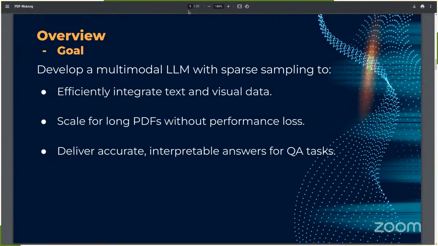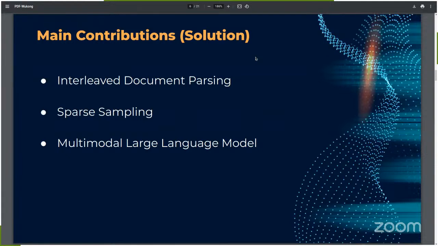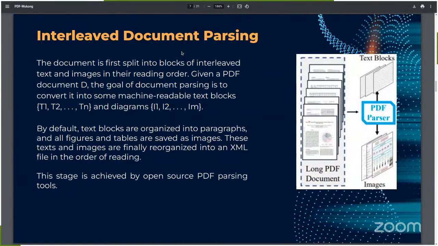Now let's talk about the main idea for this PDF-WuKong model. It revolves around the idea of using interleaved document parsing, sparse sampling, and multimodal language models. Instead of the vanilla method of passing the entire document as text, this model leverages passing, let's say, the first page as text, and then the second as image, and so on until the end of the document is reached. By default, the text blocks are categorized as paragraphs, and the figures and the tables are identified as images. These are then organized into an XML file in the order of the document given to us.